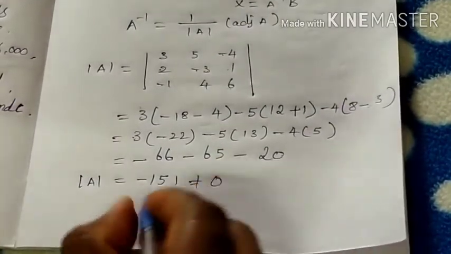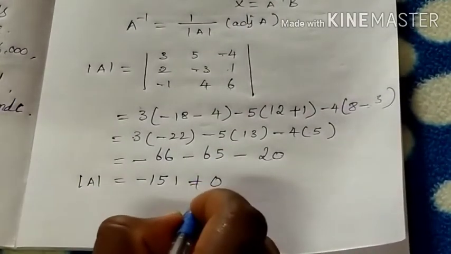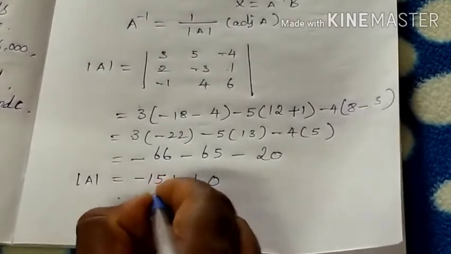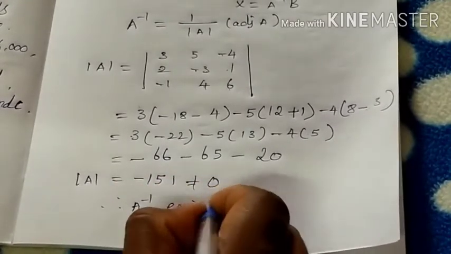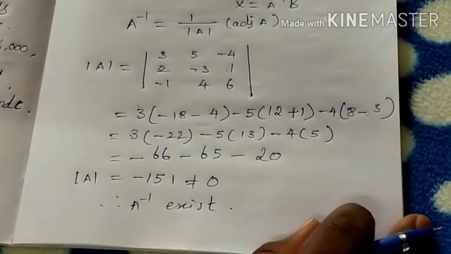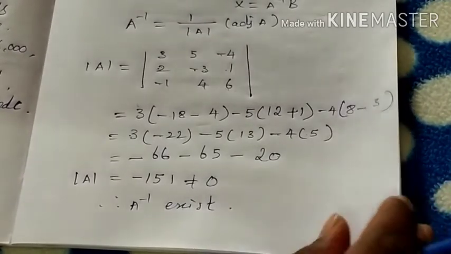This is not equal to 0. That means it is a non-singular matrix. Therefore, A inverse exists. Next, find the adjoint A value.